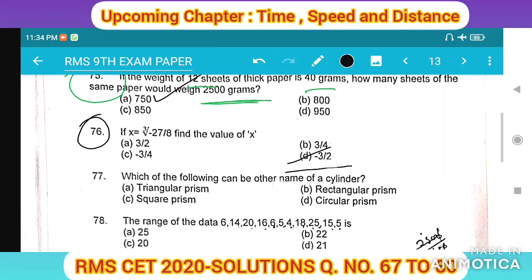Next, 77. Which of the following can be another name of a cylinder? The other name of a cylinder is a circular prism.